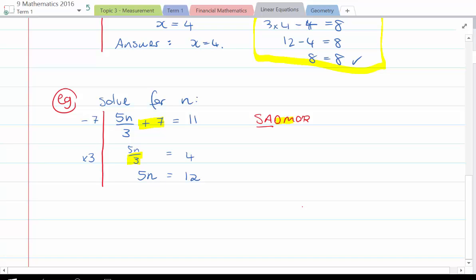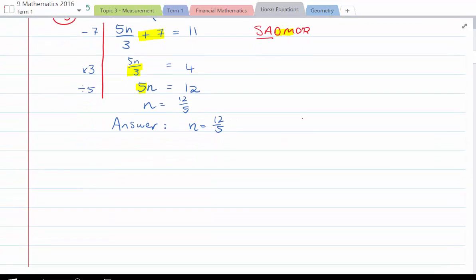Now finally, to isolate n, we need to get rid of this 5. And remember, it's 5 times n. So to get rid of a multiply by 5, we divide by 5. So we end up then with n is equal to 12 on 5. Now, if you really wanted to, you could change that to a decimal or a mixed fraction, but I'm happy with this improper fraction as my answer. So the answer is n is equal to 12 on 5.